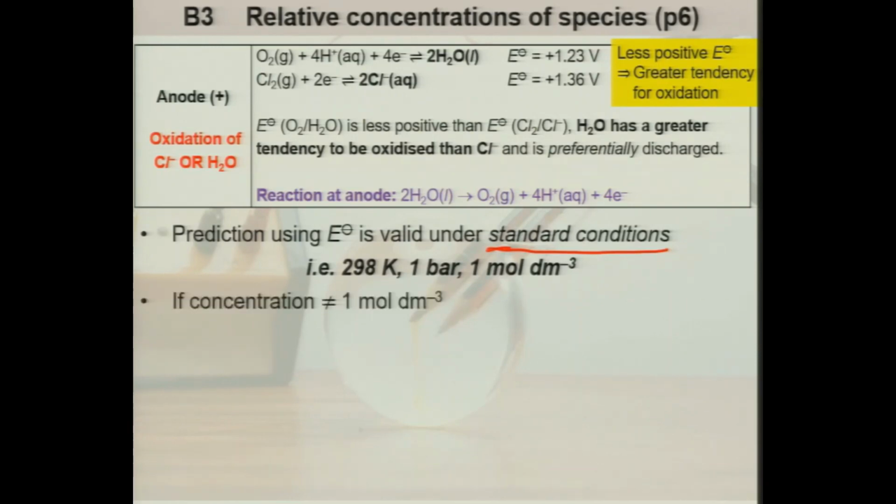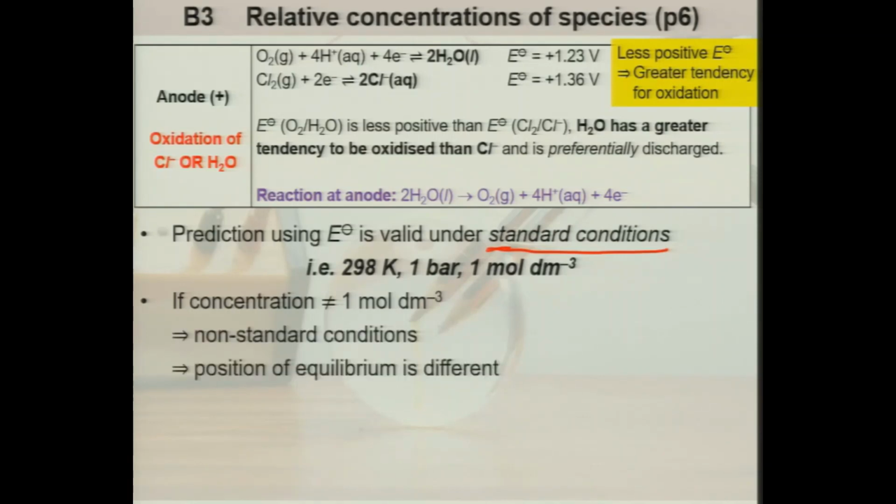Now, once my concentration is not 1 mole per dm cube, these are non-standard conditions, and the position of equilibrium will be different now, and therefore, E changes. For this topic, please be very careful about the terminologies that you use. I said E changes, I didn't say E0 changes. Because E0 is defined under these conditions. E0 is fixed for these conditions. Once I'm out of these conditions, it is E.